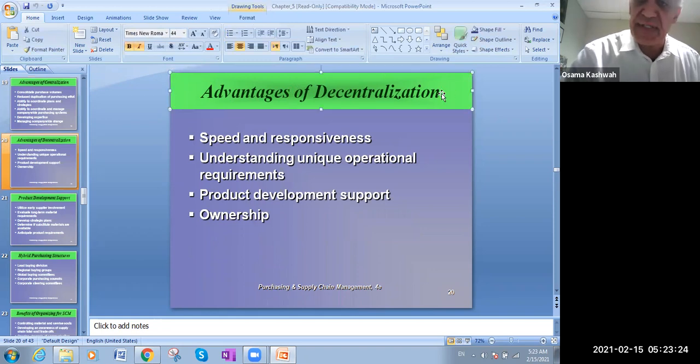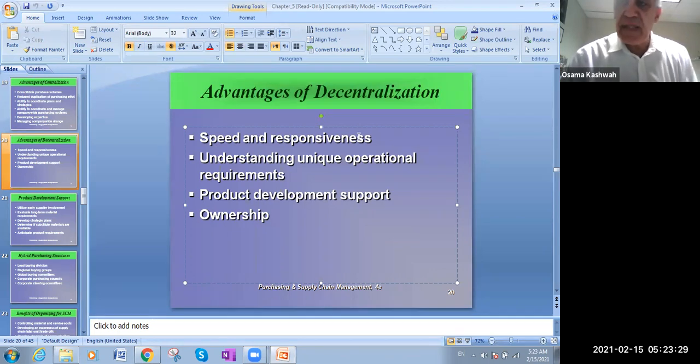Advantages of decentralization. We have speed, because the decision does not take time, because you don't wait for the higher levels to sign. When there is decentralization, there is a chance for all the levels to participate in the decision. Whoever is not here now, I will sign on behalf of him, no problem, I won't wait. So for that reason, there is speed in making decisions when there is decentralization. Also understanding unique operational requirements, product development support, and ownership.